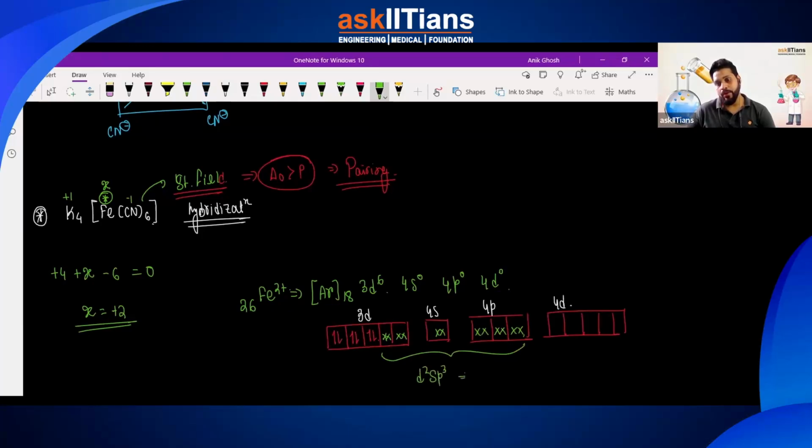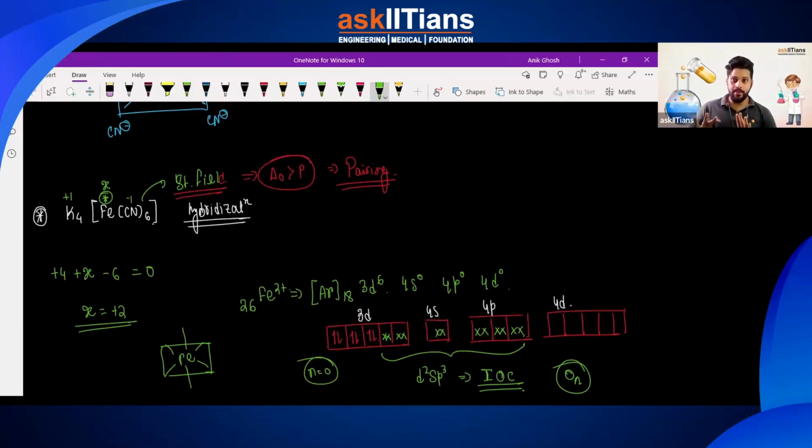d2sp3. What do we call them? Inner orbital complex. They are still octahedral, there is no doubt about it. They would look the same. But we'll be calling them inner orbital complex. How many unpaired electrons are there? 0 unpaired electrons.